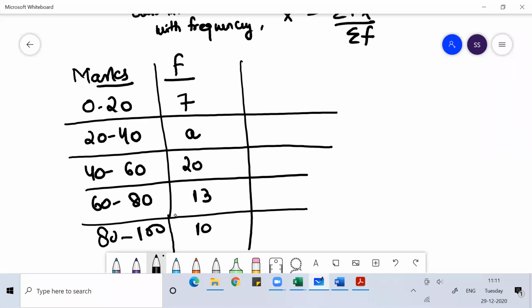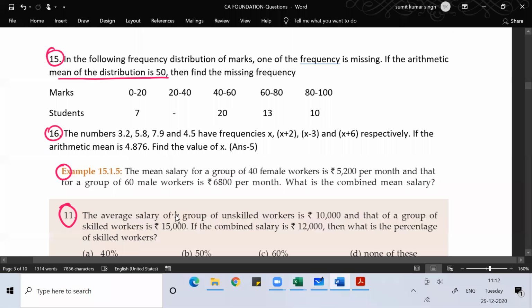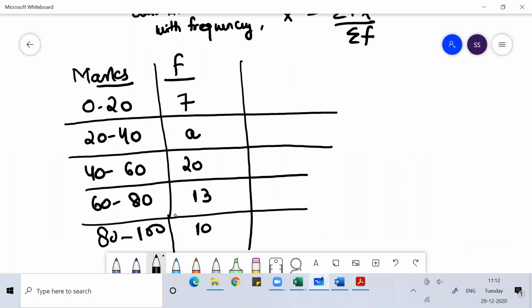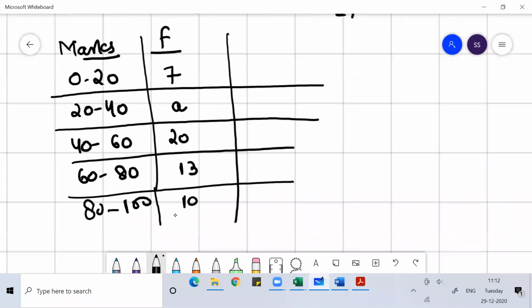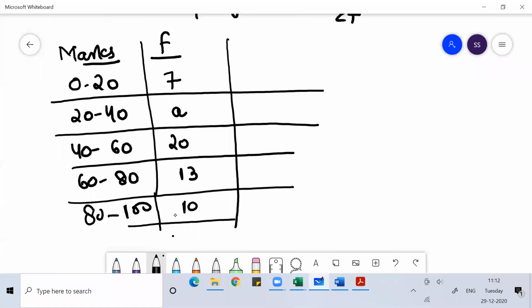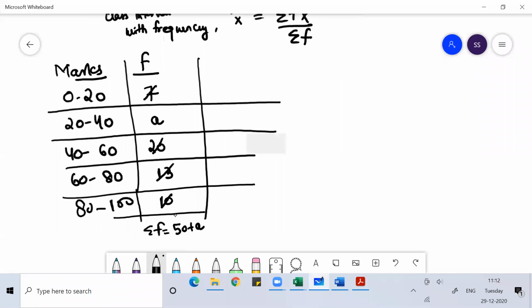The sum of data is not given, but the mean is given to you as 50. So what I can do is find the sum of frequency. If you add up, you will get 20, 30, 50, 50 plus A. So the sum of frequency you got is 50 plus A.